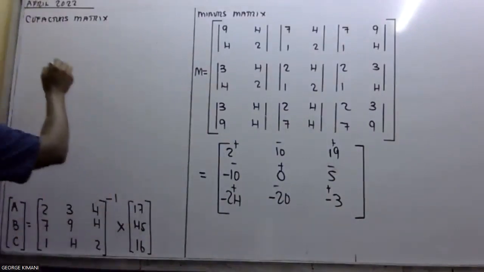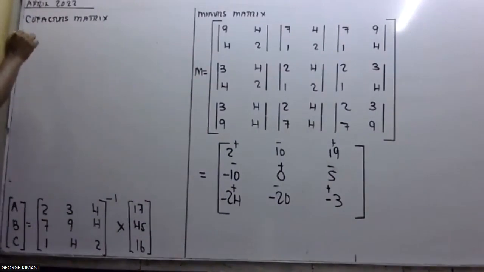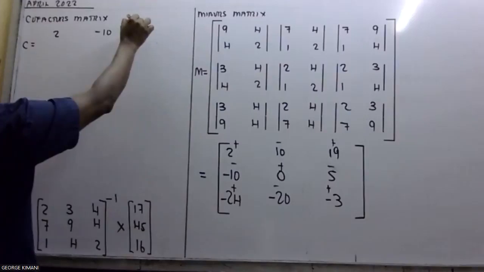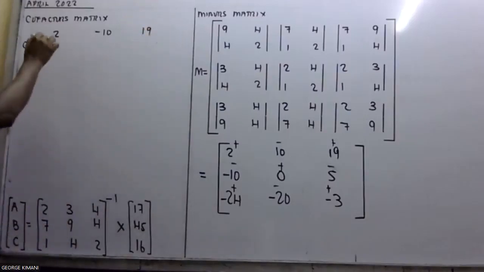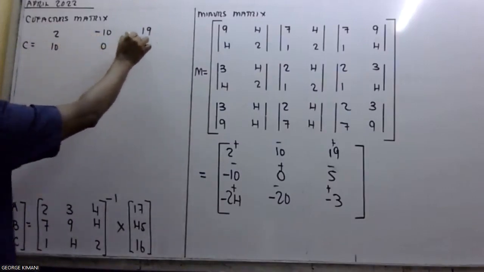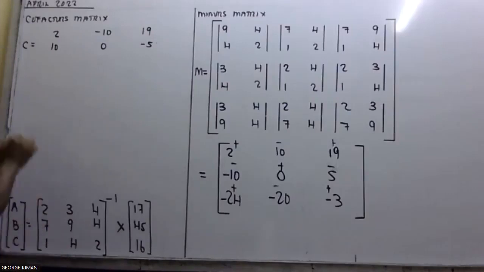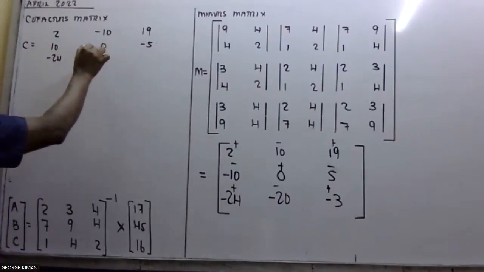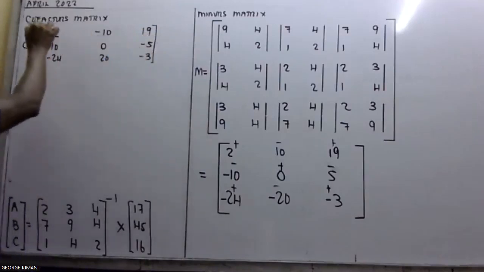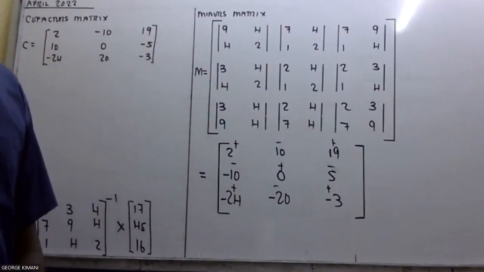Then when you multiply, now the cofactor matrix will be left as 2 here. This becomes minus 10. This becomes 19. This becomes 10. This is 0. This is minus 5. Then this is minus 24. This is 20. And this is minus 3. That way. That is the cofactors matrix.